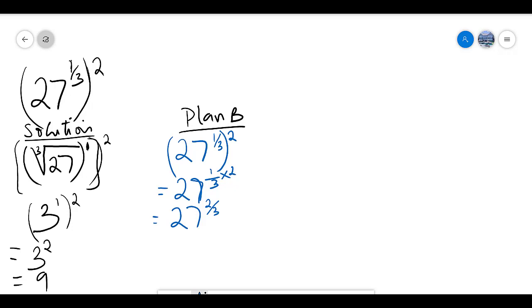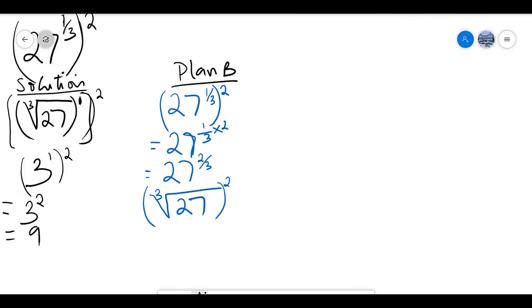Okay, now I can apply my fractional power law, where I have my box, put my 27, and I have 3 here, and then I have 2 here. Of course, you know that the cube root of 27 is 3, raised to the power of 2. You still have your 9. Which one was simpler? Your choice to make. So that was just to show you that you could employ any method as long as it is the correct method to get your answer.